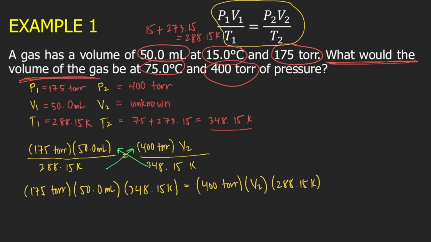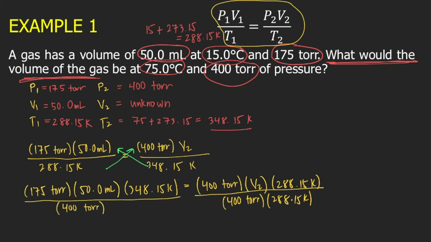288.15 Kelvin. To solve for V2, you can divide both sides by 400 torr times 288.15 Kelvin. And you do that same thing to the left side. So divide it by 400 torr times 288.15 Kelvin.